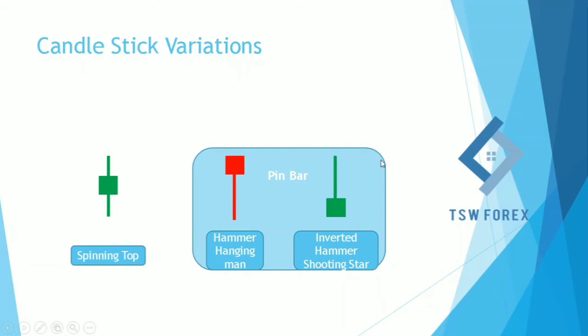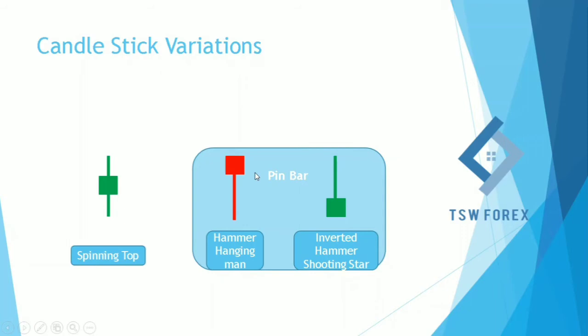Alright, so you're looking at some candlestick variations. This is a spinning top. And if you look at a spinning top, we can see that the ends of the wicks are quite large and the body is quite small. So this is what a typical spinning top looks like.